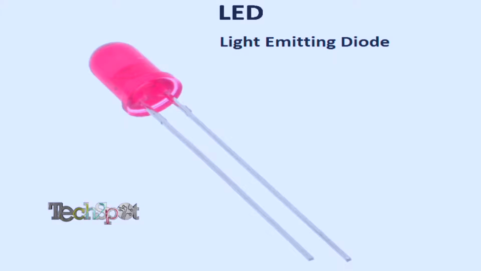LED stands for light emitting diode. It is also a type of component that we use in our circuits. A diode is a component that allows current to flow through in only one direction. So if current flows through it, it can't come back. But this type of diode is a type that when the current flows through it, it emits light. It gives off light. That's known as the LED.